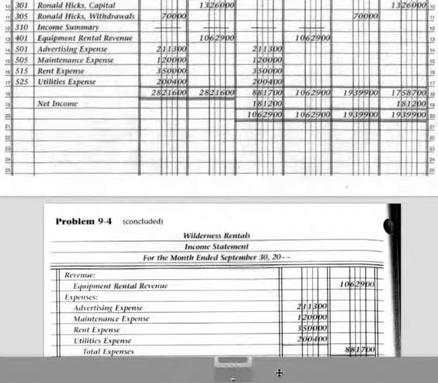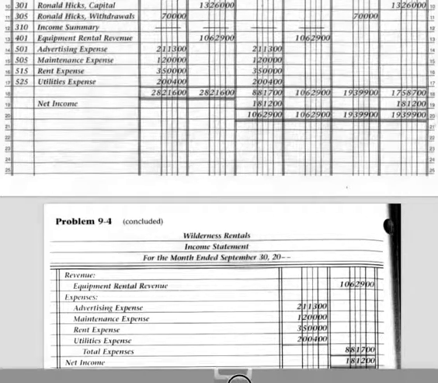Now for the income statement, we are showing whether a company was operating at a net income or at a net loss for a period of time. So for the month of September, we will take revenue minus expenses. And because our revenue is larger than our expenses, we know that this company, Wilderness Rentals, operated at a net income. So you're going to take $10,629 minus the total expenses of $8,817, and the net income for the month of September is $1,812.